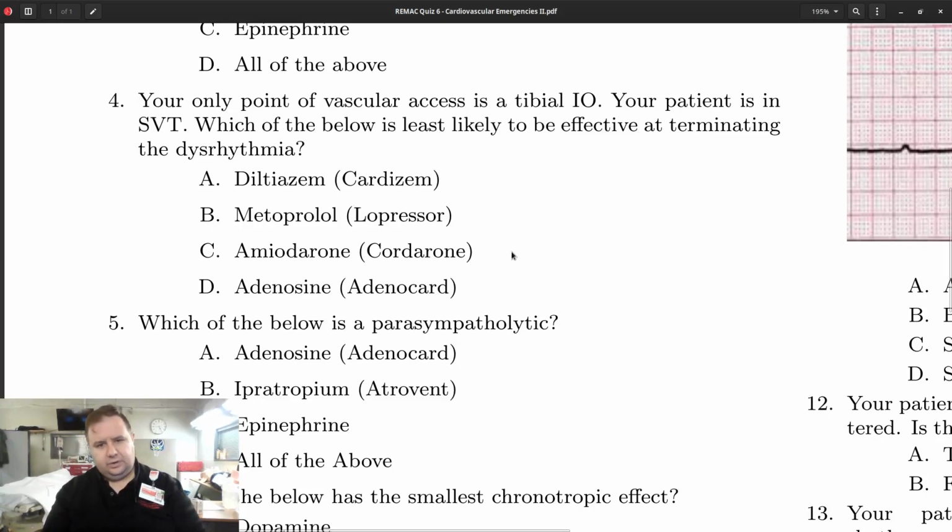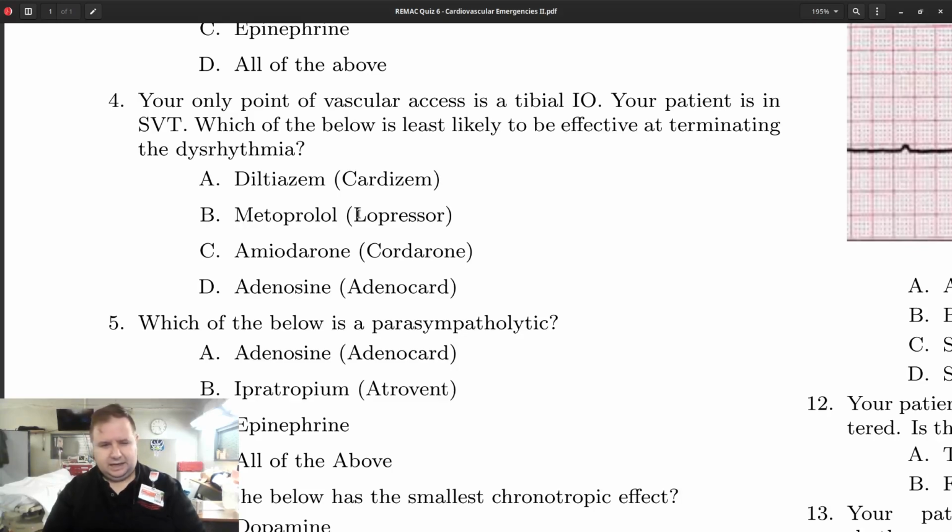Okay, so just to flush out the rest of these answers, right? Could diltiazem work to terminate a dysrhythmia? Sure, it's a calcium channel blocker, it slows conduction through the AV node, absolutely. Could metoprolol work? Yeah, metoprolol is a beta blocker, and so metoprolol would slow the atrial rate. And so if this is an ectopic atrial focus, metoprolol could absolutely convert this rhythm.